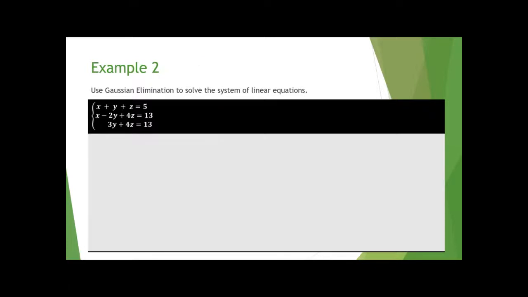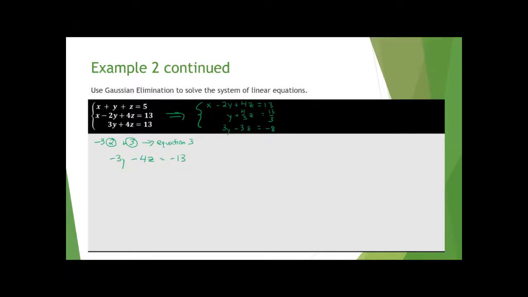So I'm going to take negative 3 and multiply it by equation 2. And then I'm going to add that to equation 3. And we are going to replace equation 3 with that result. So that is going to become the new equation 3. So I'm going to start by multiplying equation 2 by negative 3. So that gives me a negative 3y. Then I get a minus 4z, and it equals negative 13.